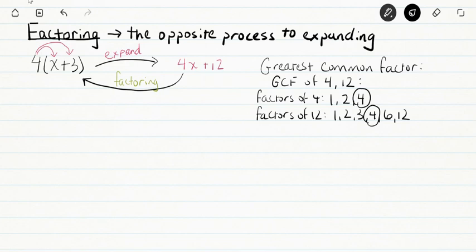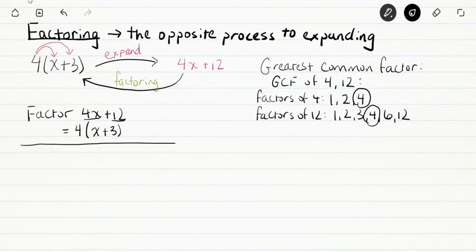So if my algebra question says to factor 4x plus 12, the first thing we're going to do is look for a common factor between these two terms. So between 4x and 12, or between the number 4 and 12, we know the greatest common factor is 4. So we are going to divide the two terms by 4 and write the 4 in front of the two terms that are remaining. So 4x divided by 4 leaves me with x, and 12 divided by 4 leaves me with a positive 3. So the factored form would be 4 times x plus 3.